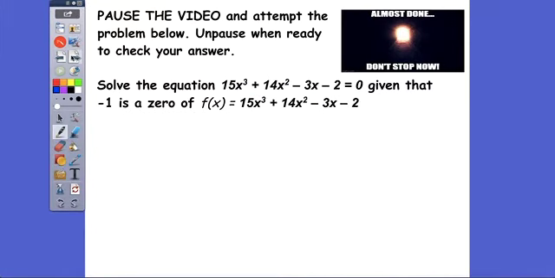All right. Pause the video, attempt the problem below, and unpause when you are ready to check your answer. This is our last problem, so don't lose hope.